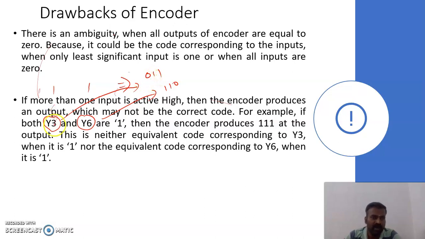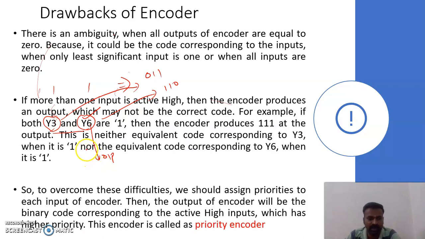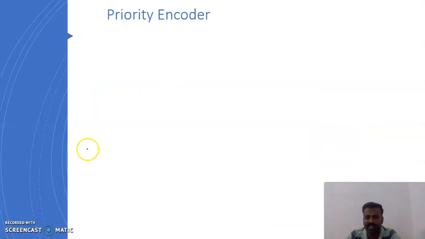In a priority encoder, if y3 is 1 and y6 is 1, then whichever has the highest priority, y6 is having the highest priority, so that particular output will go to the output. This is the concept of priority encoder. To overcome this problem only, we are moving to the priority encoder.